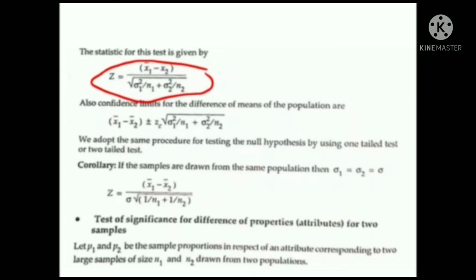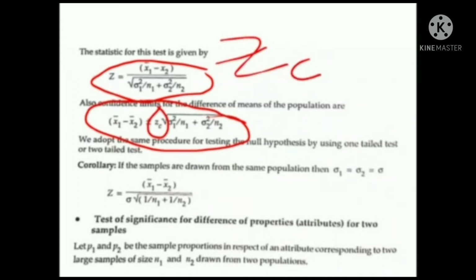Now we also have the confidence limits for the difference of means of population. How can we find them? The confidence limits can be obtained by using this particular formula. The difference between the two sample means, that is x1 bar minus x2 bar, plus or minus ZC. What do you mean by ZC here? ZC is nothing but the critical value of Z.